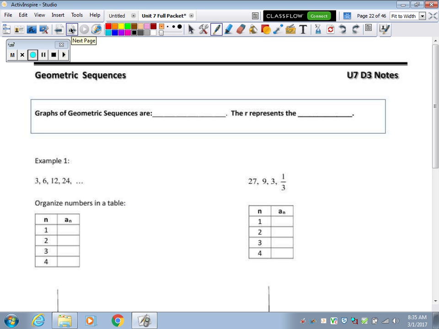Okay, let's tie this together with something we already know. The graphs of a geometric sequence are exponential. And when we say little r, back in exponentials we called it the growth factor, and we called it little b.